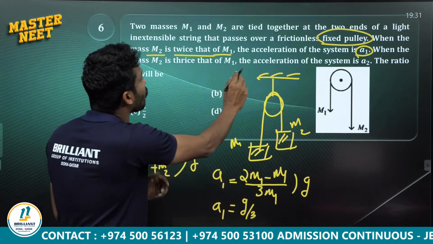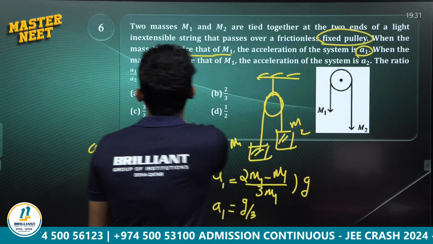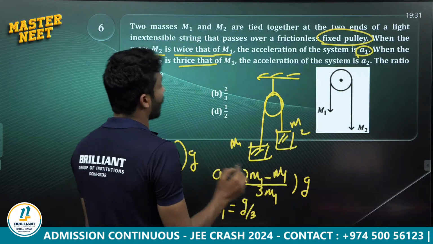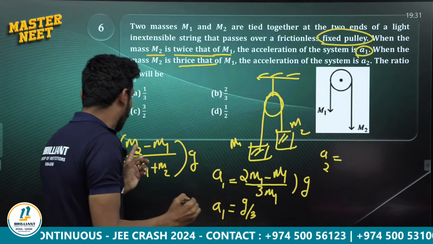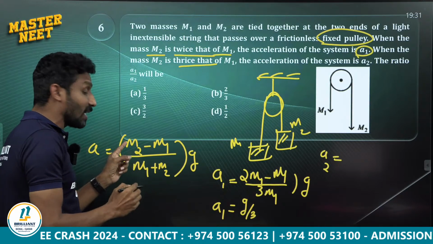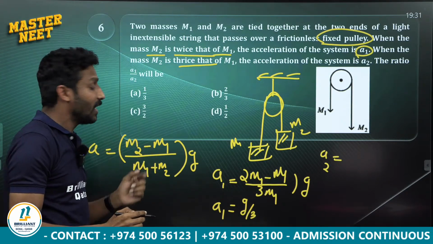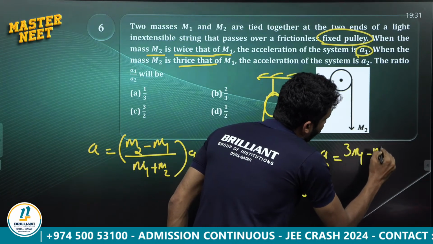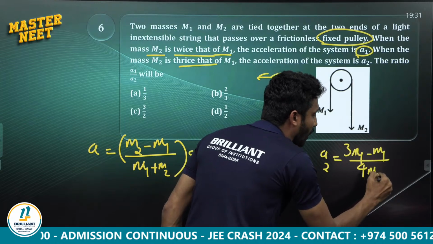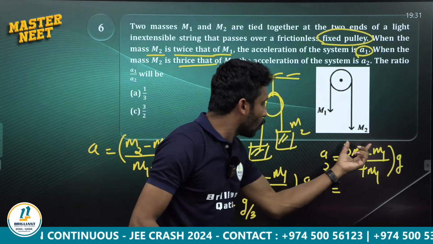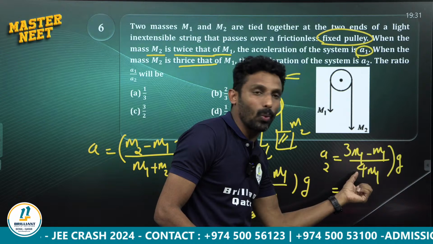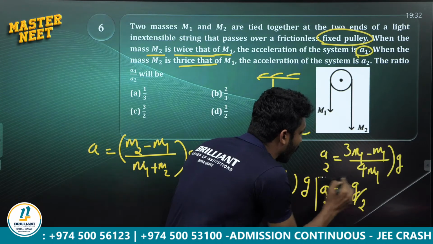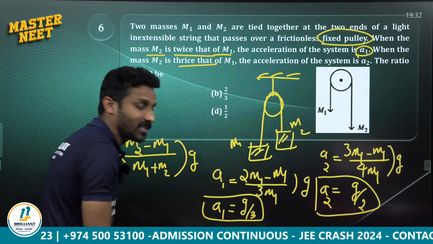And there is a second situation: when the mass M2 is thrice that of M1, the acceleration is A2. That is A2 is equal to, M2 is thrice M1, then 3 times M1 minus M1 is 2 times M1, divided by the sum, 4 times M1, into G. This is 2M1 by 4M1, that is 1 by 2, M1 cancels. So this is G by 2. A2 is G by 2, and A1 is G by 3.